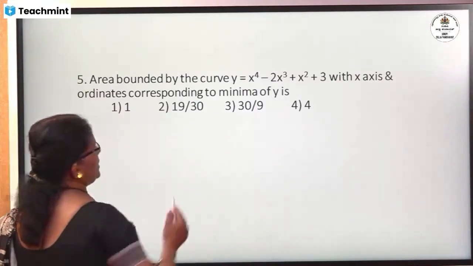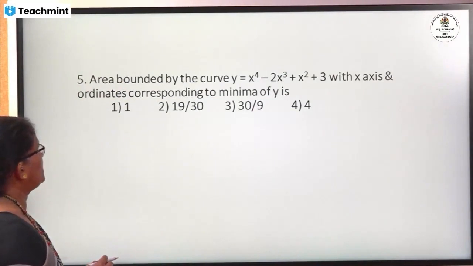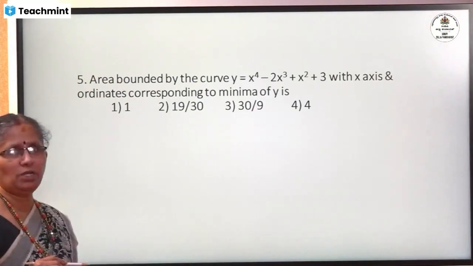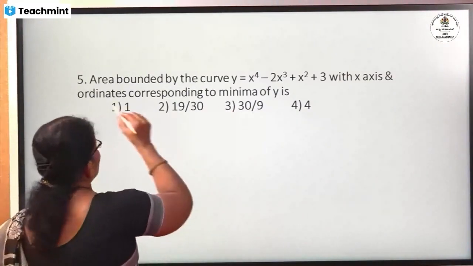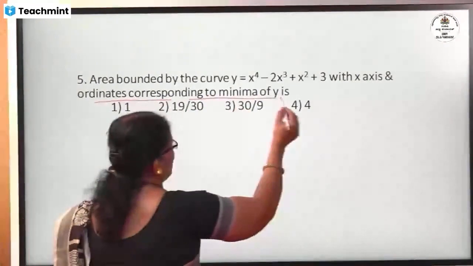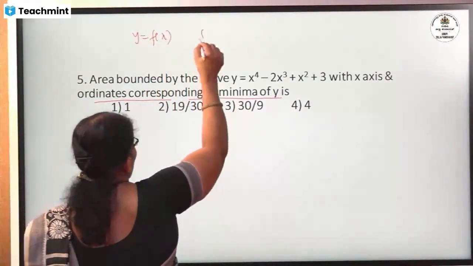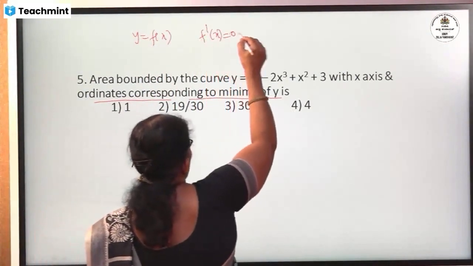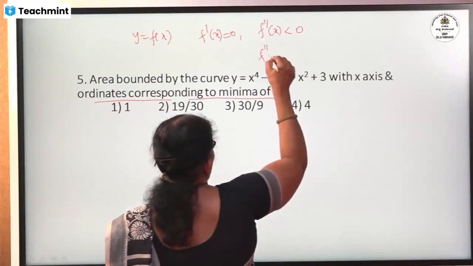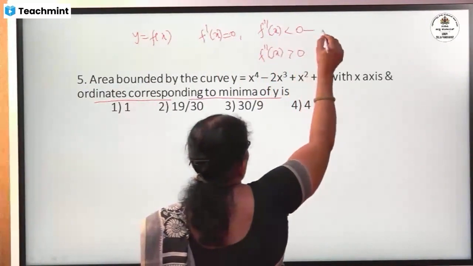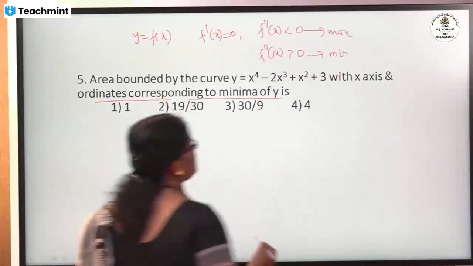Next question. y = x^4 - 2x^3 + x^2 + 3, with the x-axis and ordinates corresponding to minima of y. So first you have to find the minima of y. When exactly does a function attain a minimum? What are the conditions? The first order derivative should be 0. For the second order derivative, negative means maximum, positive means minimum, right?